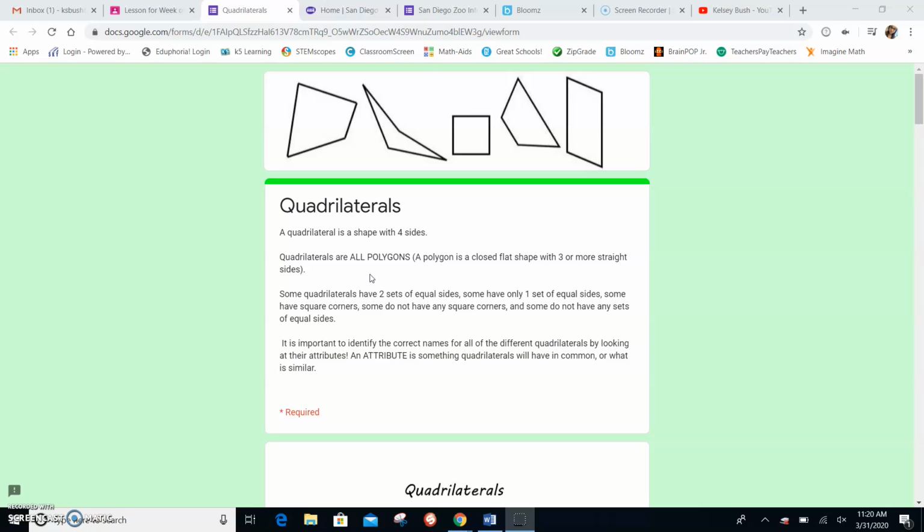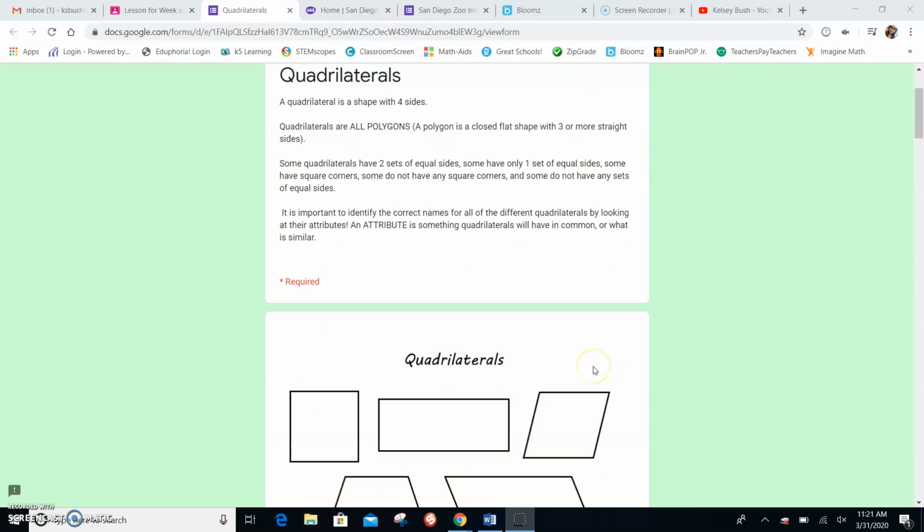Some have square corners. Some do not have any square corners. And some do not have any set of equal sides. It is important to identify the correct name for all the different quadrilaterals by looking at their attributes. An attribute is something quadrilaterals will have in common or what is similar.